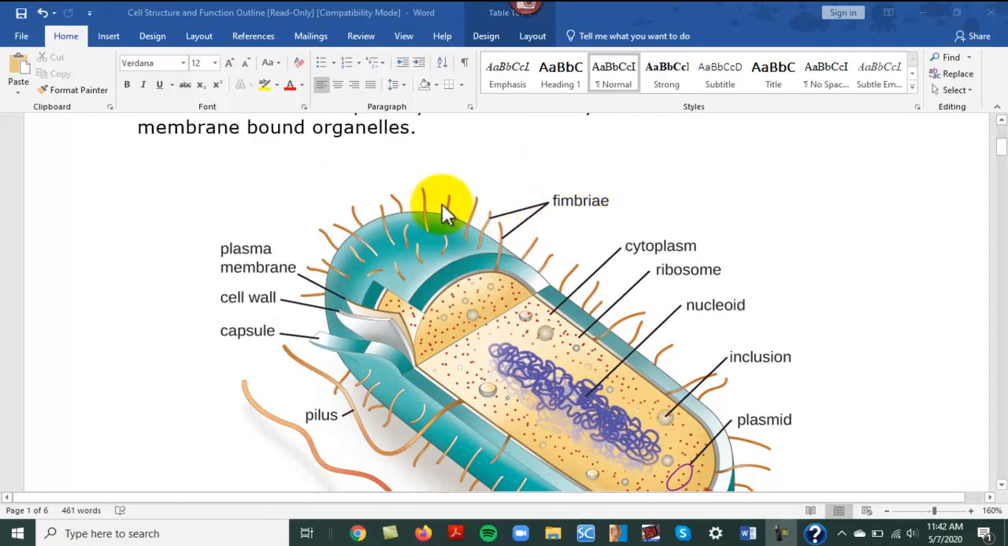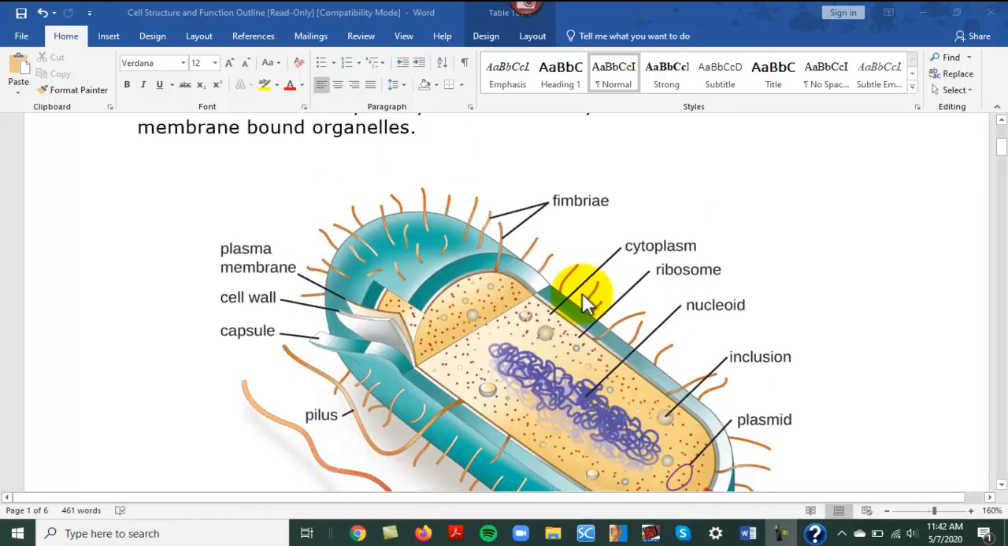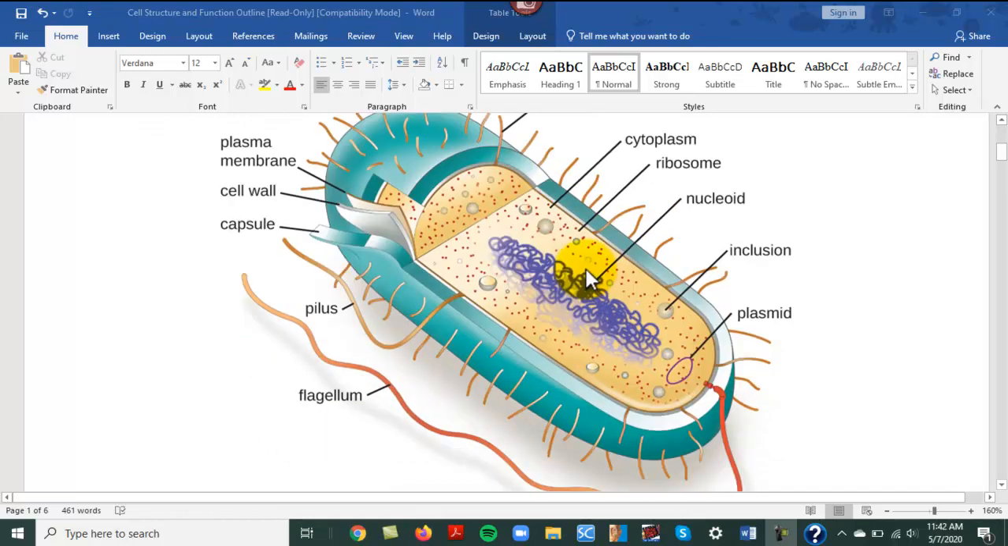I showed you fimbriae, I believe. Fimbriae are the little extensions that allow a cell to adhere to a surface. They're like Velcro. Neisseria gonorrhoeae, the sexually transmitted disease, have fimbriae. They stick to the urethra, and that's where they cause problems. This is a pilus, and sometimes they're called pili or sex pilus. These can connect to other bacterial cells, and then bacteria can exchange genes through that pilus.